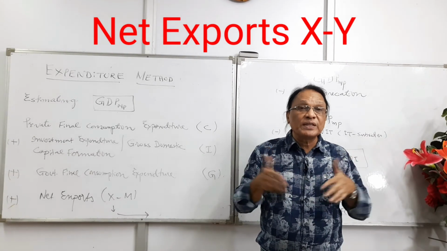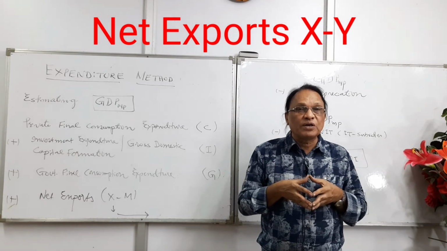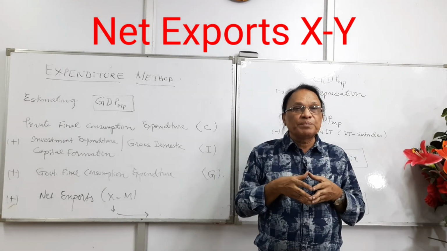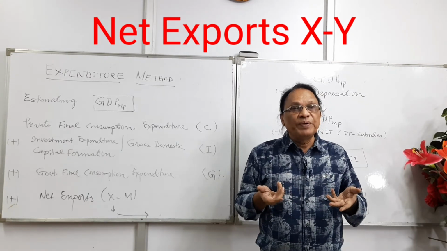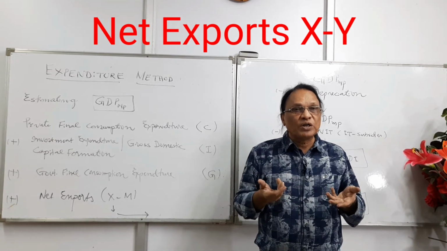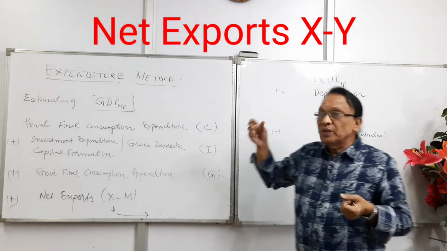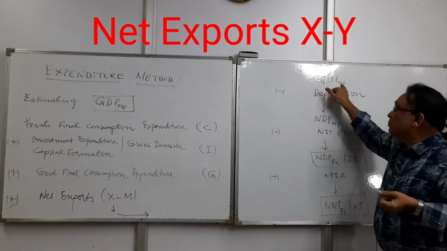There is nothing else. All the expenditures in the economy have been taken care of in these four terms, C plus I plus G plus X minus M. That will be your total expenditures of the economy on our GDP. So when you add up all these things, you get GDP at market price.